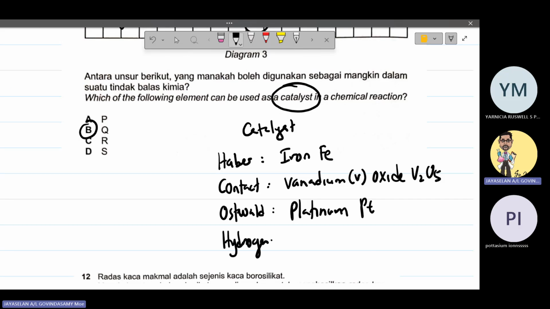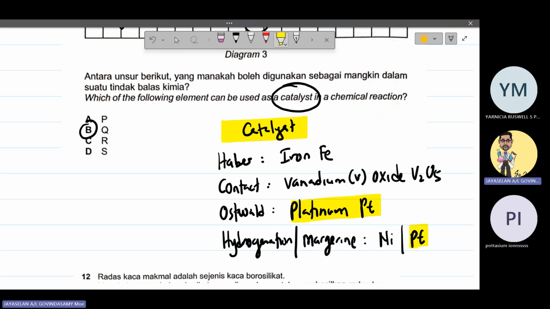The last one has two names. You must remember hydrogenation, or production of margarine. What is the name of the catalyst? We can use two catalysts. One is nickel, or we can use platinum. From this you can see the pattern. They will ask which of the following processes uses platinum as catalyst. So your answer should be Ostwald or hydrogenation, Ostwald or production of margarine. Please copy down this.